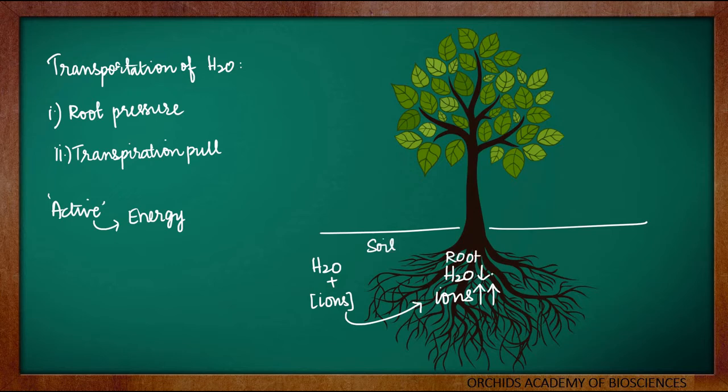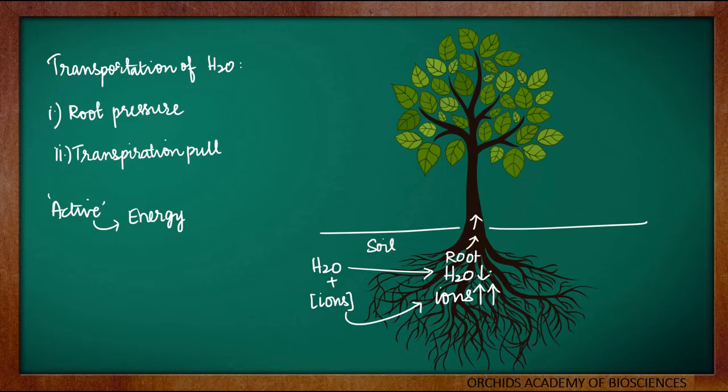So now the concentration of water in the root will become less. Due to this difference in the concentration of water, the water from the higher concentration, that is outside the root, will move into the region which is having low concentration of water, that is inside the root. So we can see there is a slow and steady movement of water inside the roots, and this will continue further.